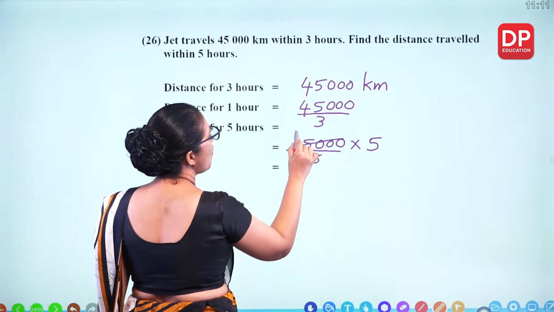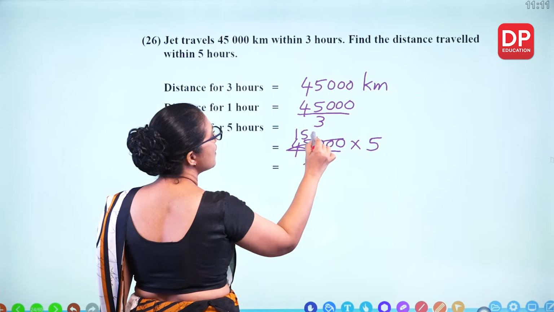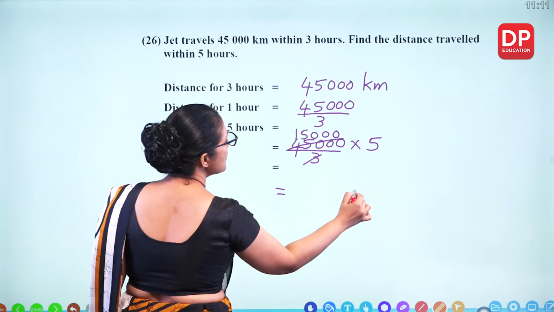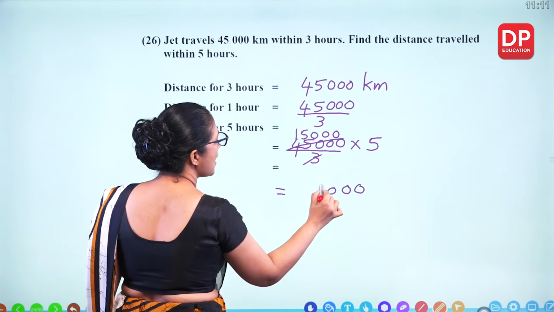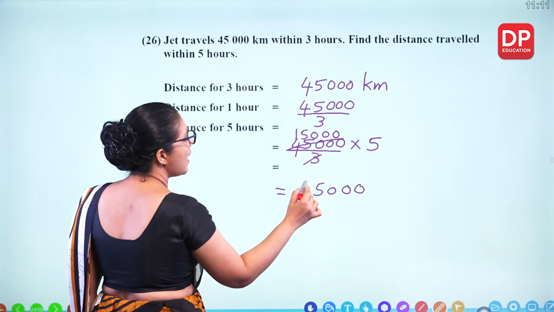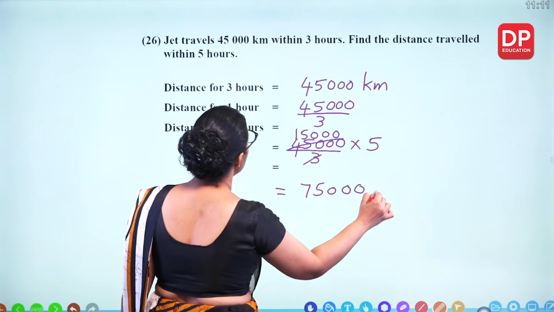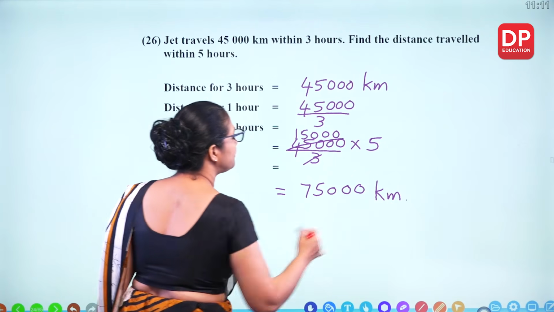3 times 1 and this is 5. 15,000 into 5. 0, 0, 0. 5 times 5, 25 and this is 7. 75,000 kilometers.